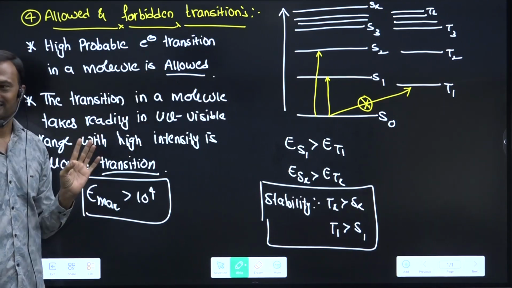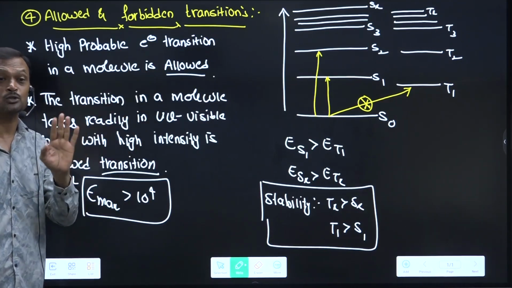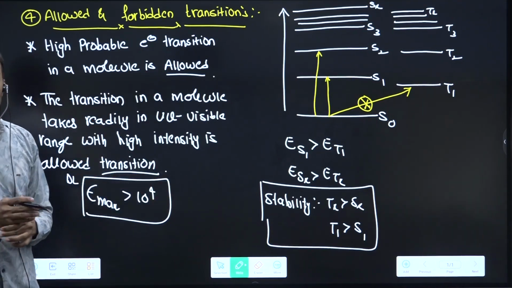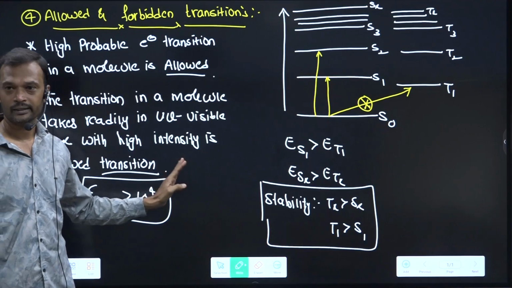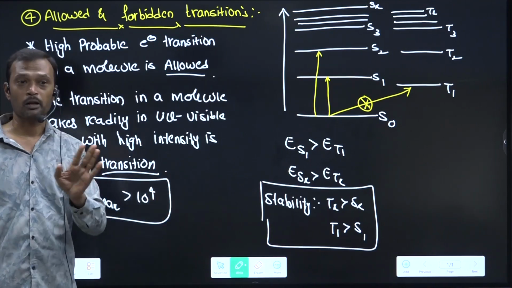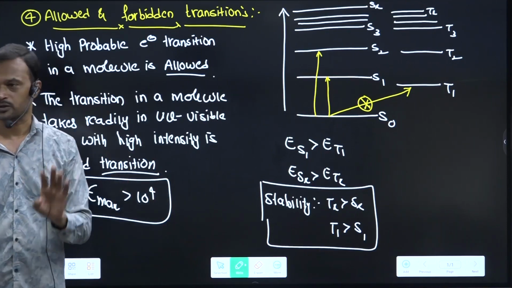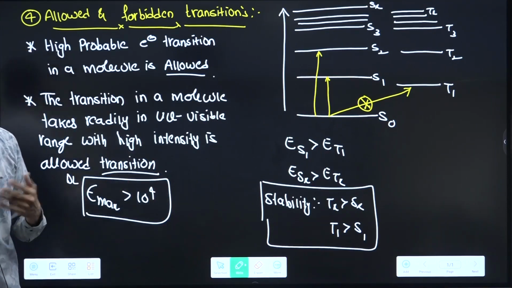Remaining three, they will respond very slowly. If this person is running, then he will say like this. Means they are called forbidden. Okay? Forbidden means don't think it is not possible. Forbidden means late response. Delay, very slow, dead slow.